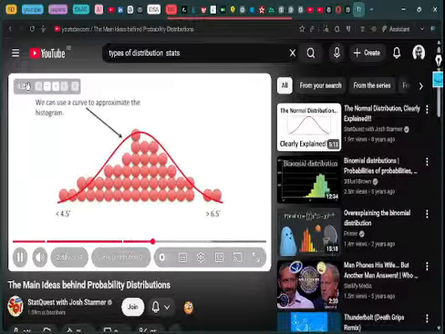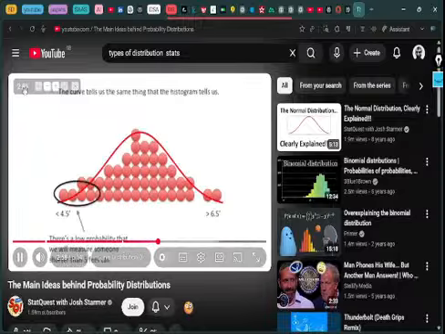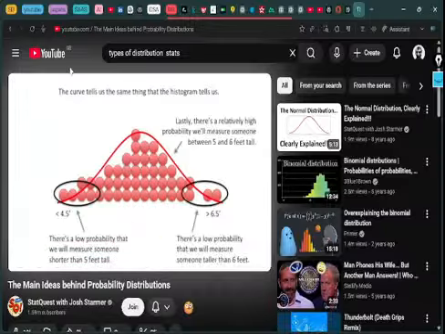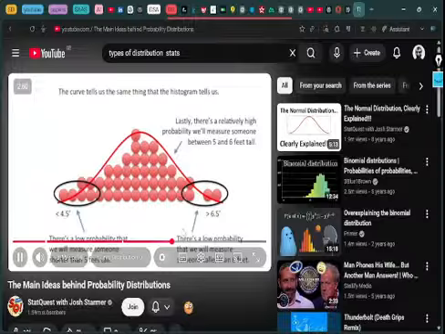We can use a curve to approximate the histogram. The curve tells us the same thing that the histogram tells us. There's a low probability that we will measure someone shorter than 5 feet tall. There's a low probability that we will measure someone taller than 6 feet. Lastly, there's a relatively high probability we'll measure someone between 5 and 6 feet tall.